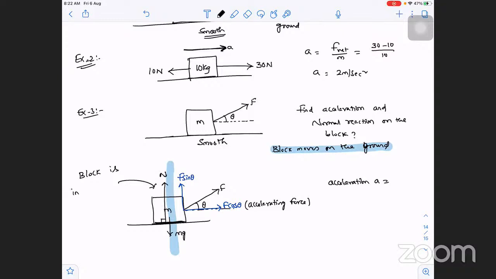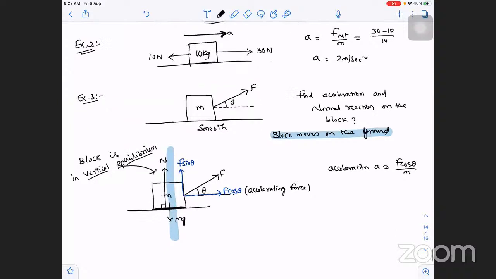Block in equilibrium means all forces will cancel out. But here only forces are cancelling out vertically. That's why we call it vertical equilibrium. So vertically they'll cancel out. And which force will move the block? F cos theta. So acceleration we can write down as F cos theta by m.